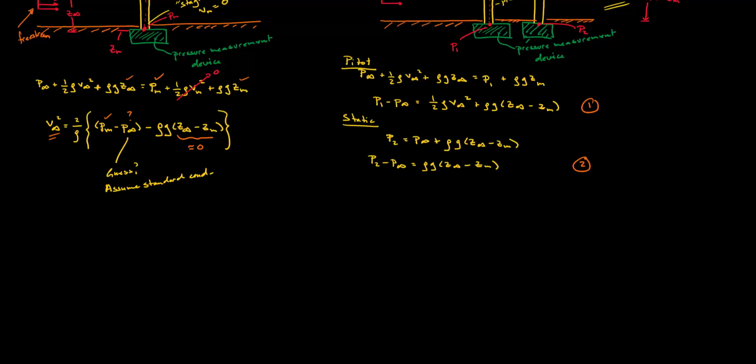So if we subtract, if we do 1 minus 2, what do we end up with? We have P1 minus P2 is equal to 1/2 rho V infinity squared. And so this allows us to solve for the free stream velocity, which we find to be the square root of 2 times P1 minus P2 divided by the density of the fluid.